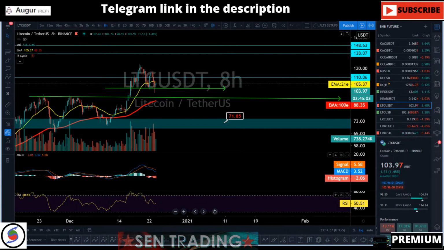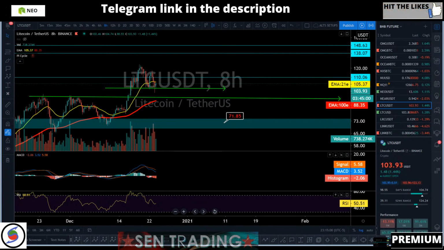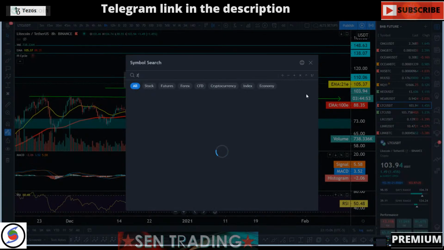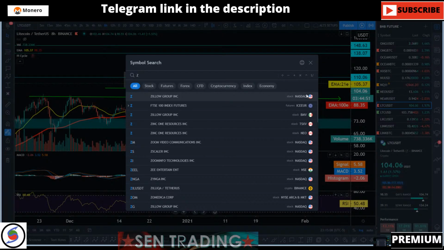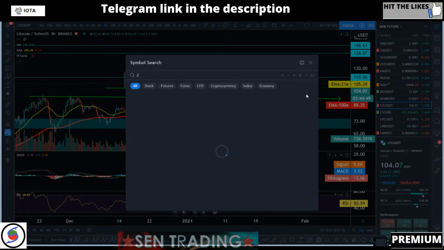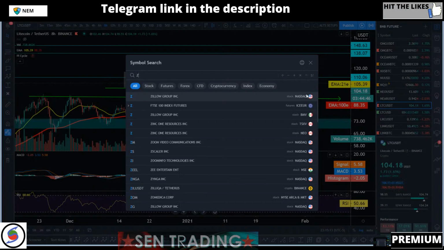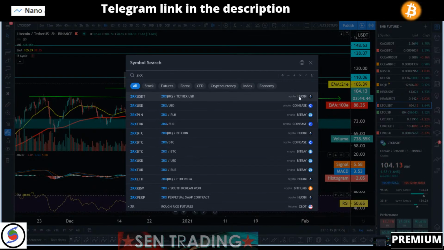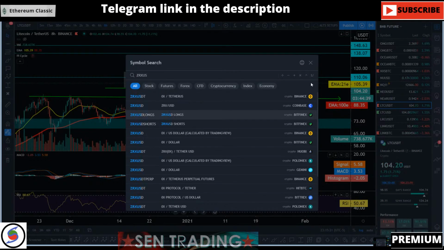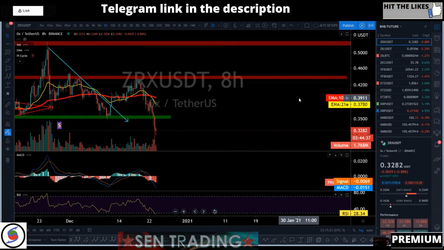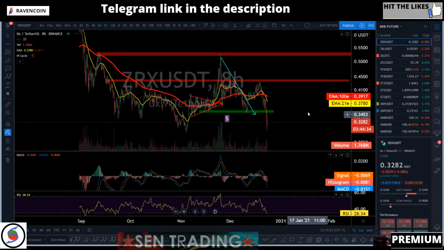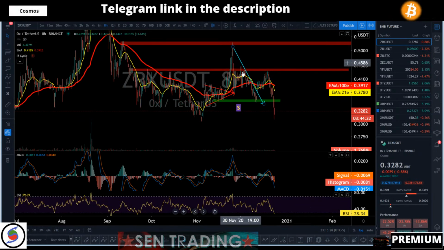XRP, more down or more up? Let's see what XRP is going to give us. So let's go back to 0x. Is it USDT? So it broke support right here, 0x, in a 3-wave pattern.